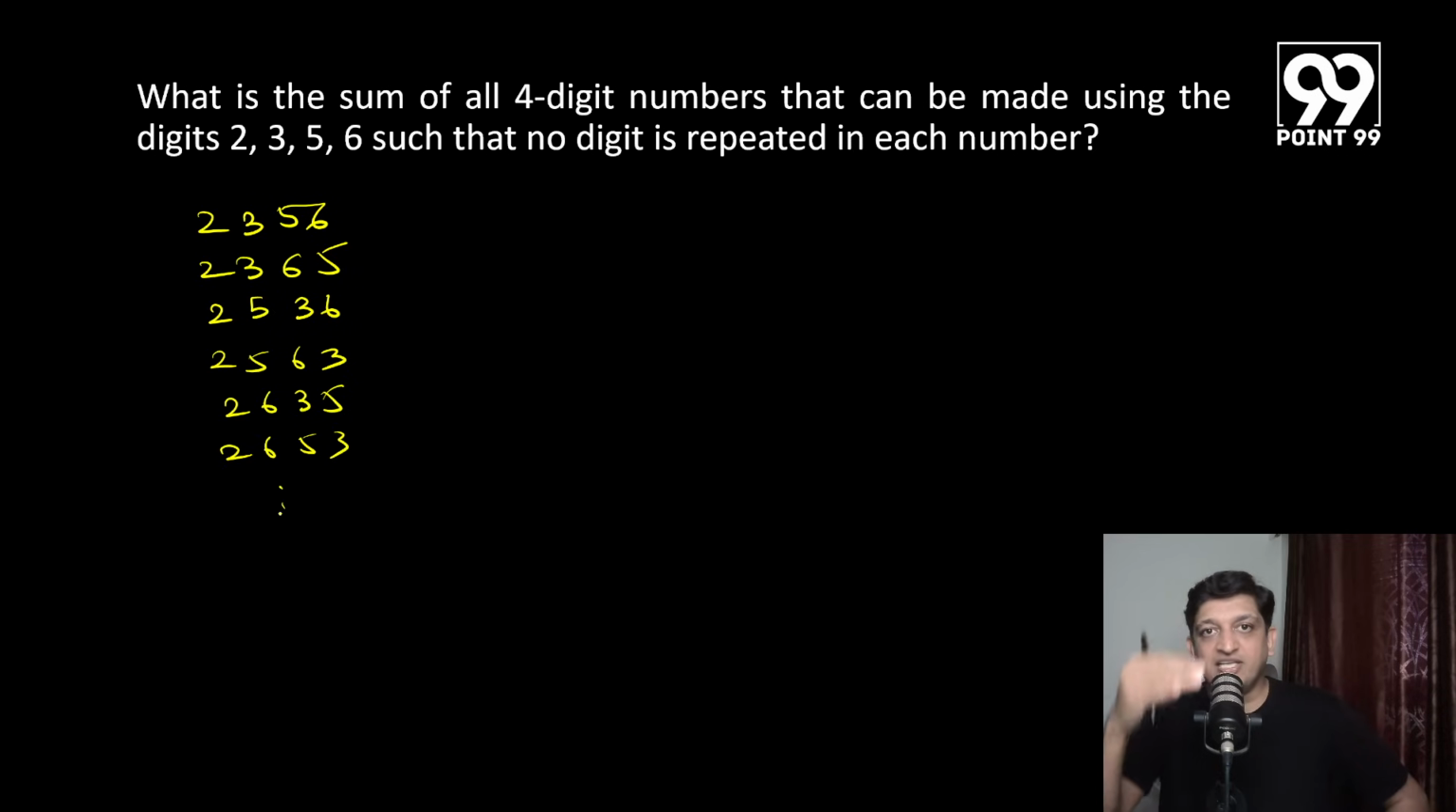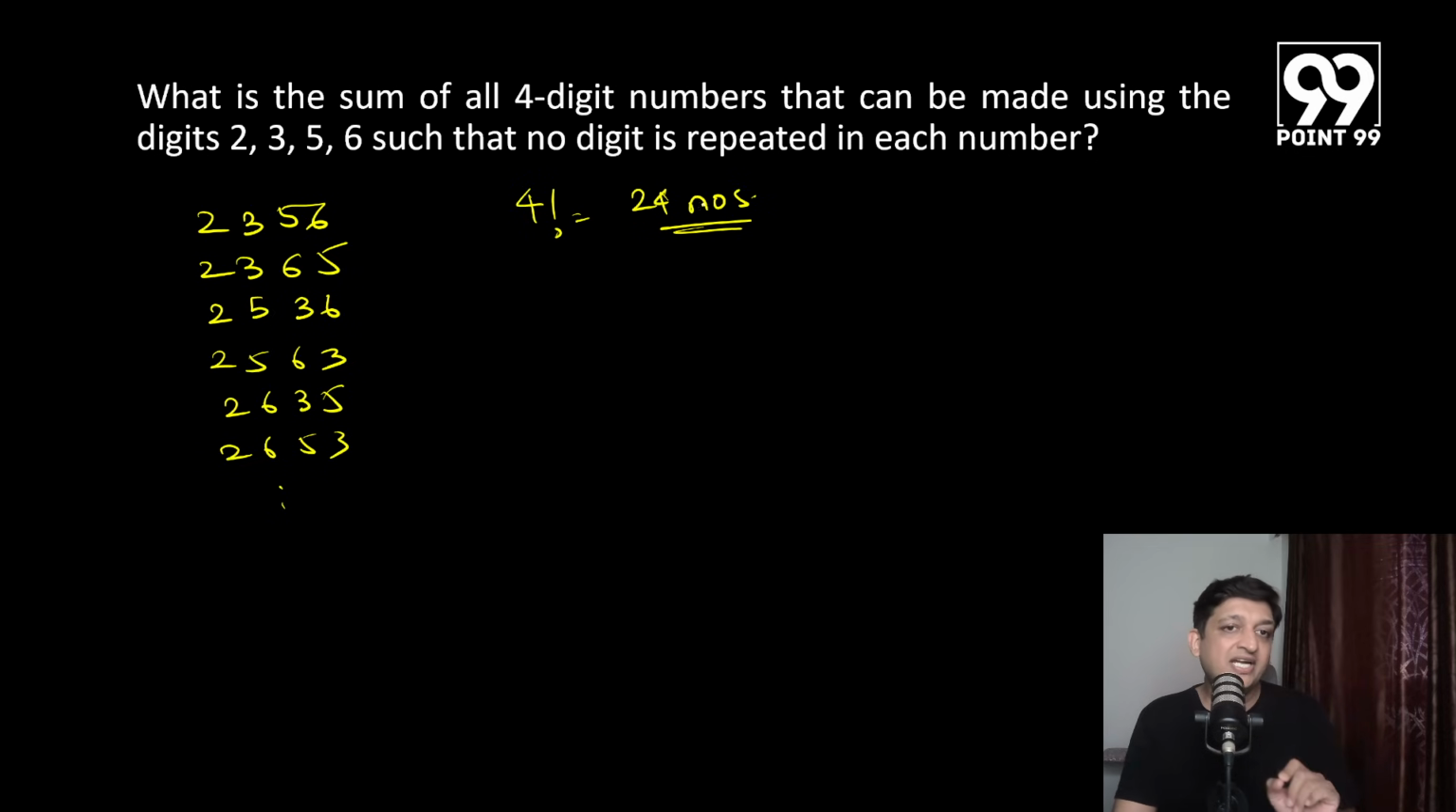Now, these are all in an ascending order. But you can't write down all these things. So you have to understand a simple thing. You can see that 2, 3, 5, 6 are all equally occurring. There is no condition whatsoever that has been given to us. How many numbers will be formed? 4 factorial numbers, or 24 numbers, will be formed. We know that in these 24 numbers, 2 will be present 6 times at the thousands place, 3 will be present 6 times at the thousands place, 5 will be present 6 times at the thousands place, and 6 will be present 6 times at the thousands place.